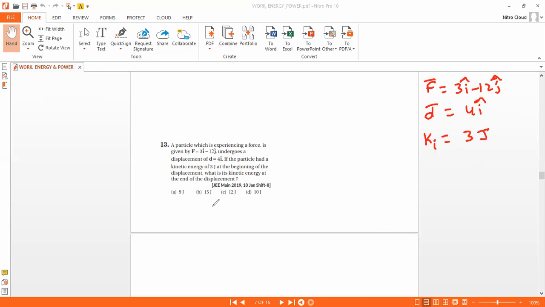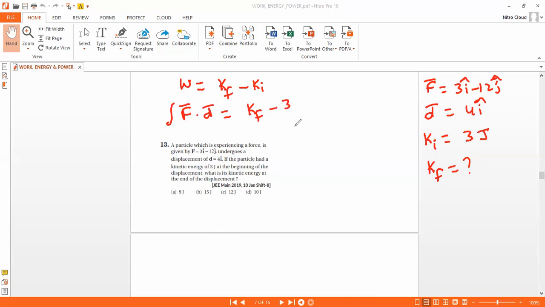Kinetic energy at the end of displacement means final kinetic energy. How to find? Apply the work energy theorem. Work done is equal to final kinetic energy minus initial kinetic energy. Work done, with displacement, we can write as F bar dot D bar. So final kinetic energy minus 3.